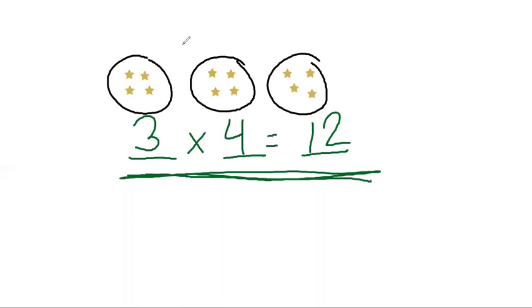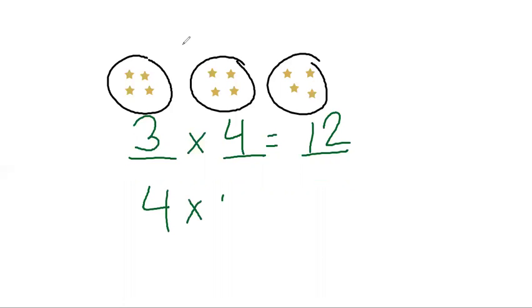But I'm not done. I want to write a related multiplication sentence based on this picture and the equation we just wrote. So I'm going to take my factors of 3 and 4 and flip the order. So I'm going to have 4 times 3 equals 12 altogether.